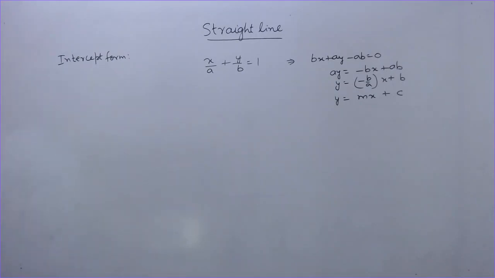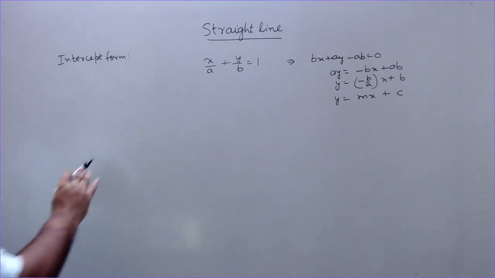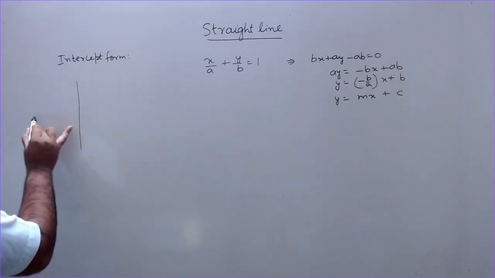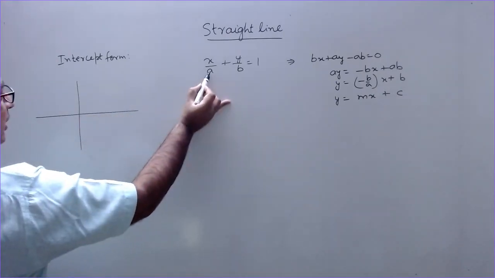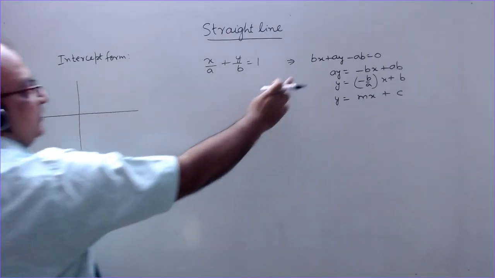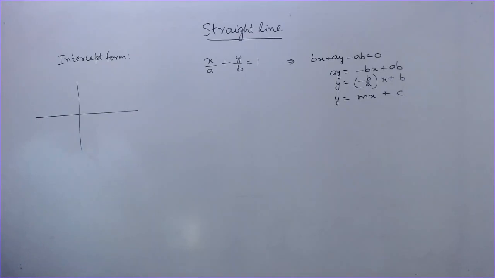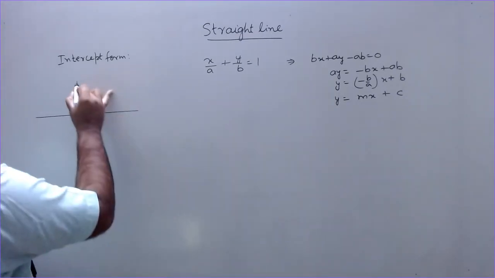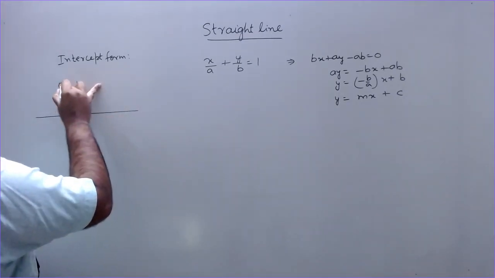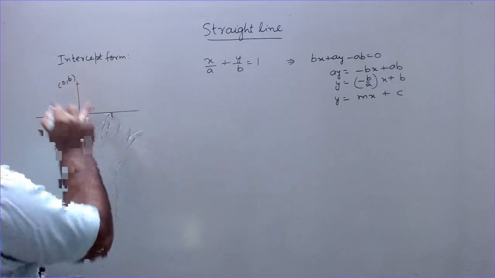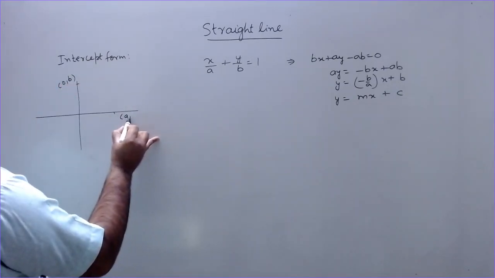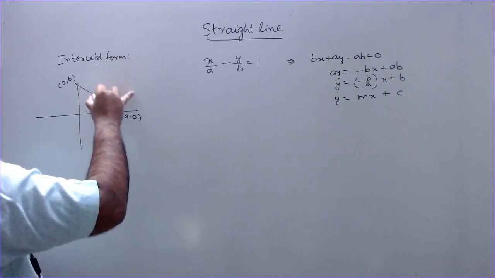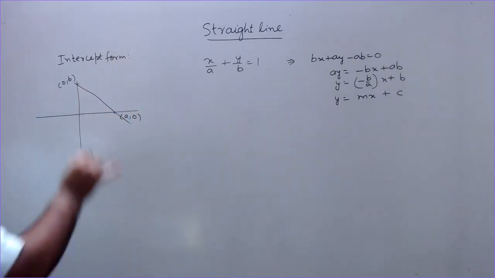Now what are a and b here? Suppose I have a equal to 0. If you put a equal to 0 in this equation, what is y equal to? y is equal to b. So y is equal to b, and this point is 0 b. If we put b equal to 0, x equal to a, you will get this point a0. That means the line is passing through these 2 points.